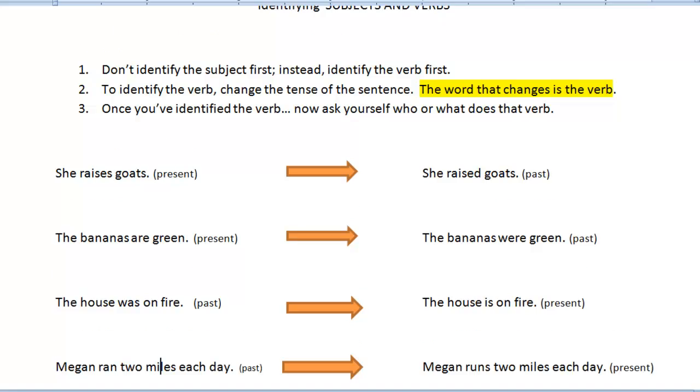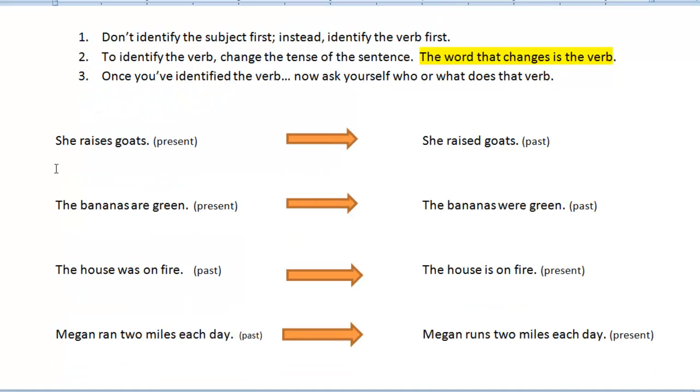Alright, for instance, here's: she raises goats. That's in the present tense. To find the verb, put it in the past tense or another tense. She raised goats. She will raise goats. She has raised goats. The word that changes is the verb. In this case, it went from she raises goats to she raised goats. Raise is the verb.